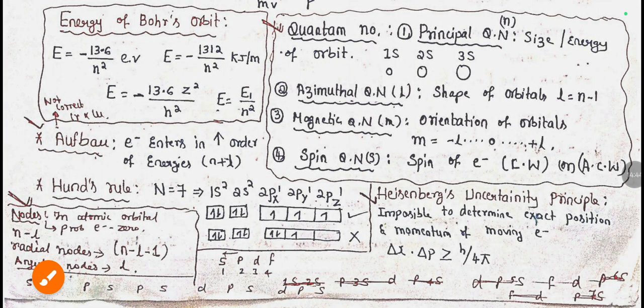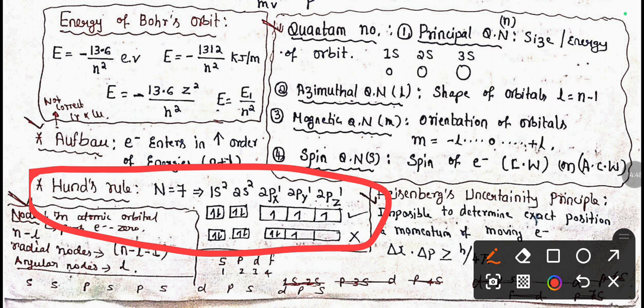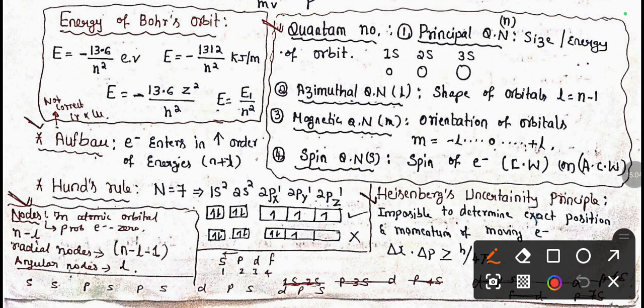Then remember Hund's rule, the rule of maximum multiplicity. Here I have given the example of nitrogen. So for the nitrogen electronic configuration, I have mentioned 2 options. One is right, one is wrong. About electron pairing, the p orbitals px, py, pz all three have the same energy. So electron pairing is not possible until all the orbitals are occupied by electrons singly. So this pairing is not possible. That's what Hund's rule says.